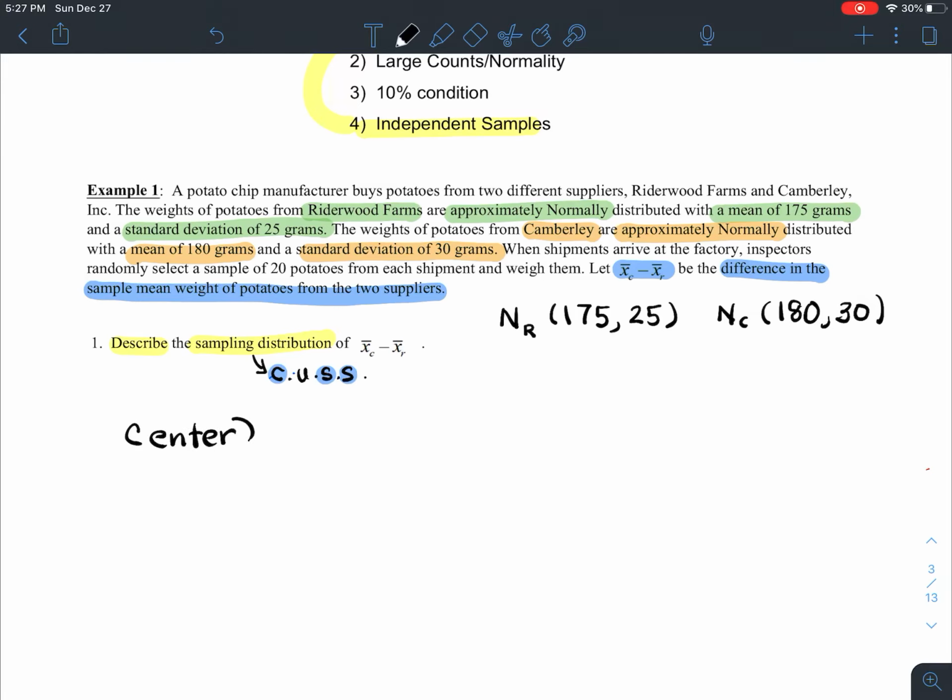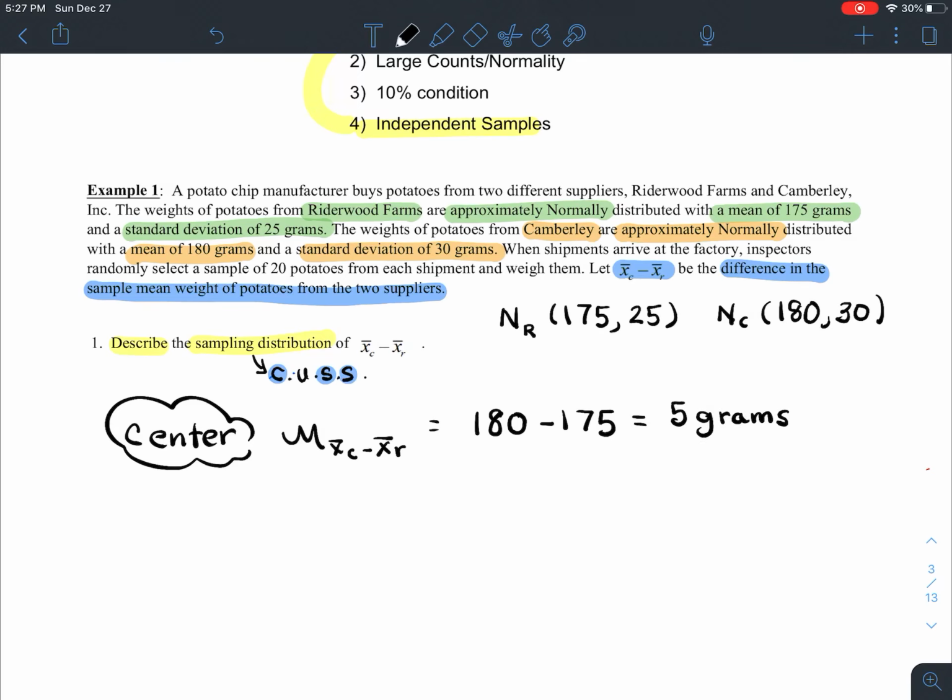For our center, the center of the sampling distribution for the difference in these two sample means is simply subtracting the two sample means. Make sure you're doing this in the correct order. This is asking you to do Camberley minus Riderwood, so 180 minus 175. The average difference here is 5 grams.